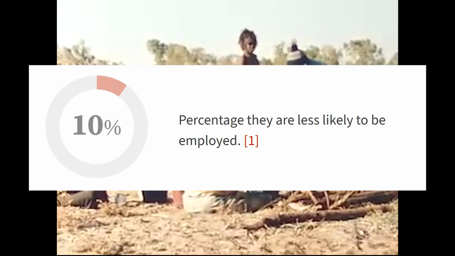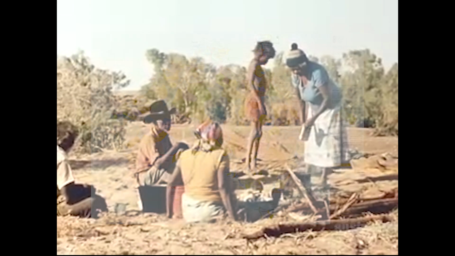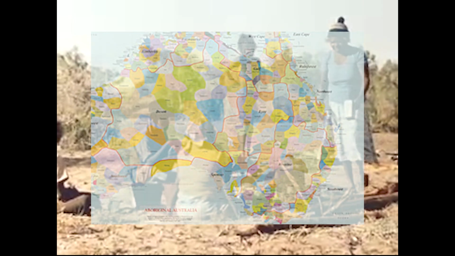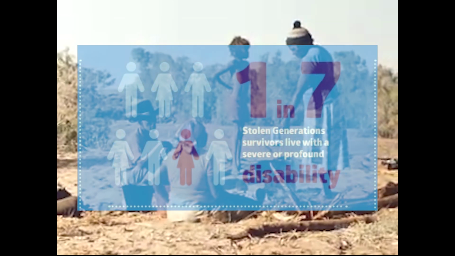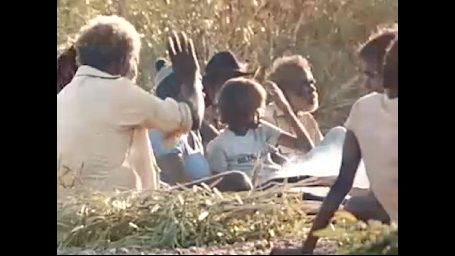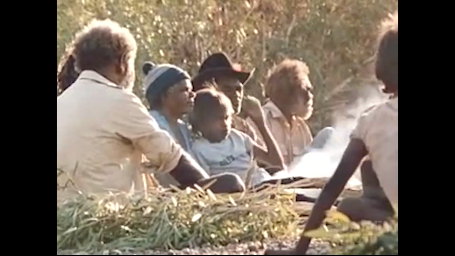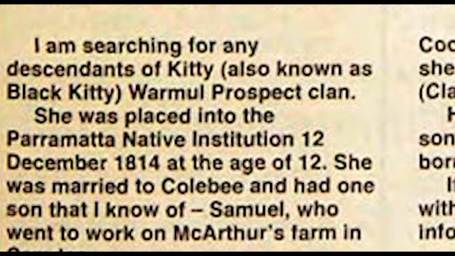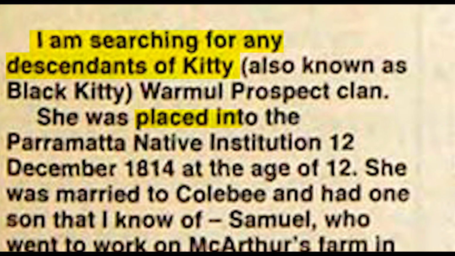Many have lost connections with their culture and religion, along with many languages going extinct. Additionally, 1 in 7 stolen generation survivors live today with a severe disability. Another result is the unreturned right for them to be with their family and difficulties finding their relatives due to name changes made while on the reserves.